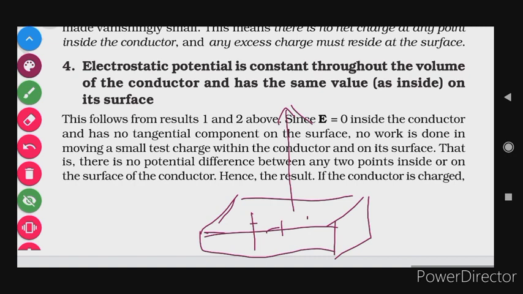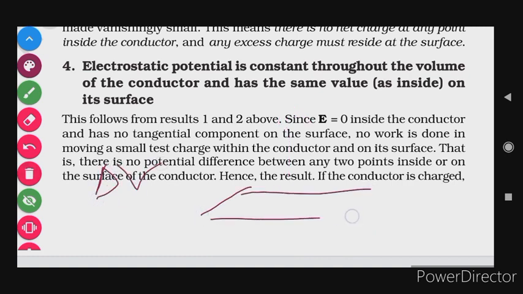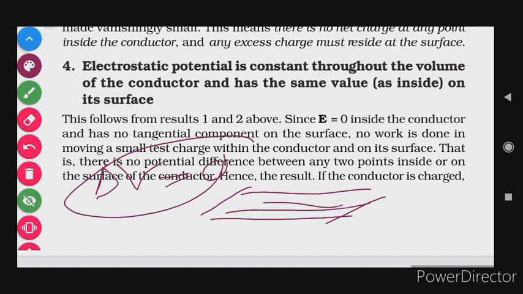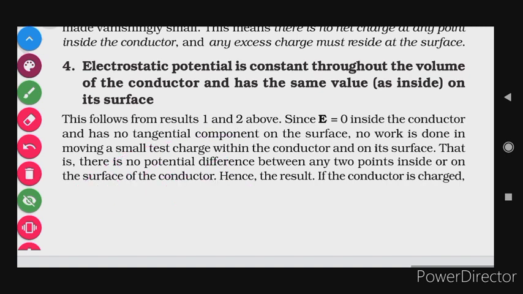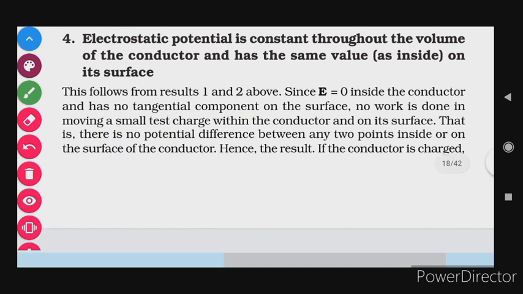Because the electric field is perpendicular to the surface, there is no electric field in this direction, and if there is no electric field, what is the change in potential? There is no change in potential, or I can say the potential difference between any 2 points on this surface is 0. So no work is done in moving any charge between any points of the conductor. Hence the result: there is no potential difference between any 2 points inside or on the surface of the conductor.